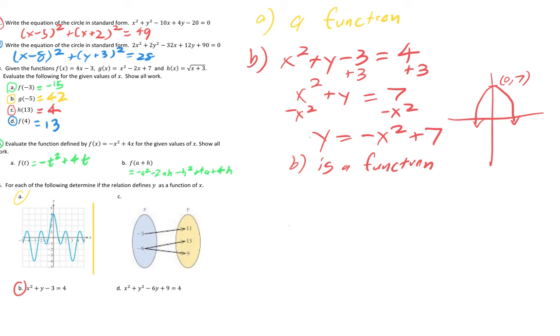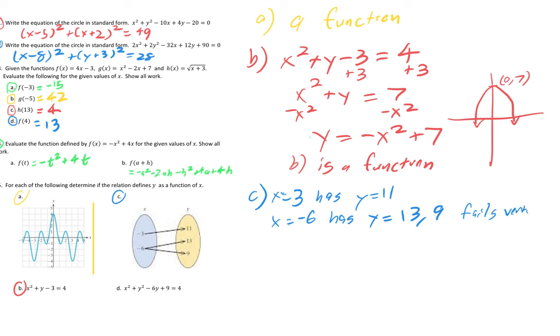So next, what we're going to want to do is look at c. What c is saying is that when x is equal to negative 3, it has a y of 11, and when x is equal to negative 6, it has a y equal to 13 and 9. So a singular x value has two corresponding y values. It fails the vertical line test, right? So that means that c is not a function.